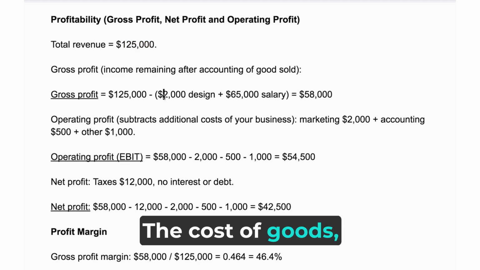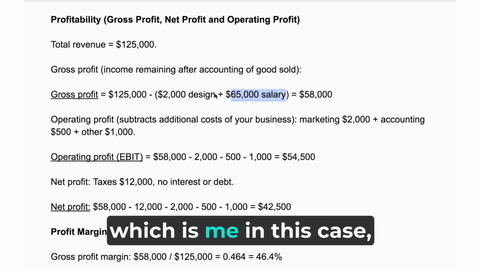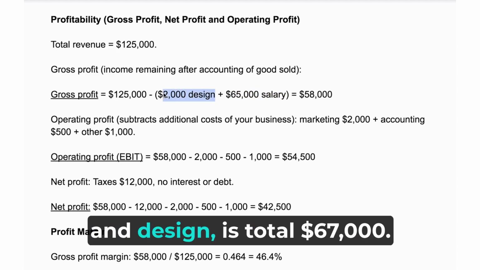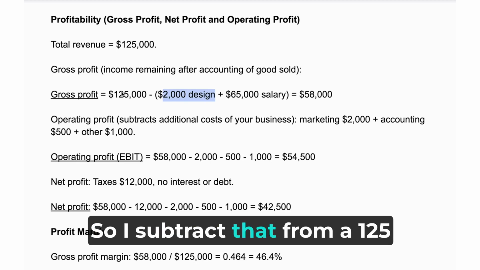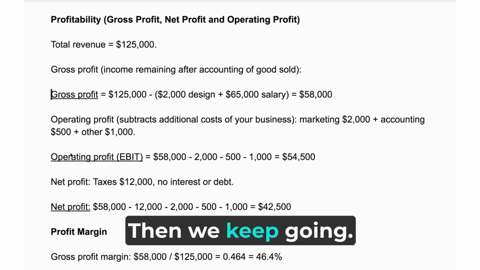The cost of goods, basically a salary for programmers, which is me in this case, and design, is total $67,000. So I subtract that from 125 and you get the 58,000. That's the gross profit. Then we keep going.